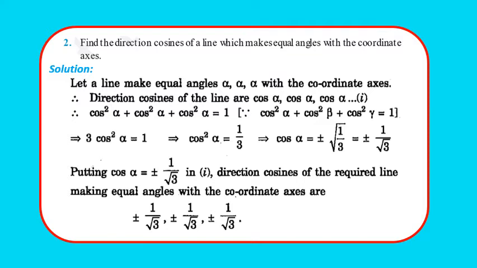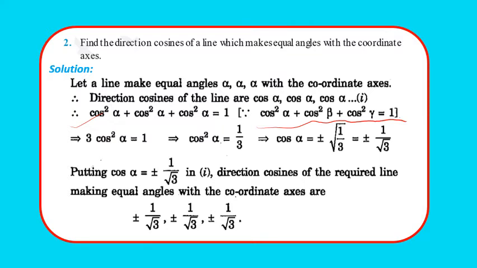And we have learned the relation that cos square alpha plus cos square beta plus cos square gamma is equal to 1. So we have cos square alpha plus cos square alpha plus cos square alpha equal to 1, or 3 times cos square alpha equals 1. Therefore, cos square alpha is 1 upon 3. So cos alpha becomes plus minus 1 upon root 3.